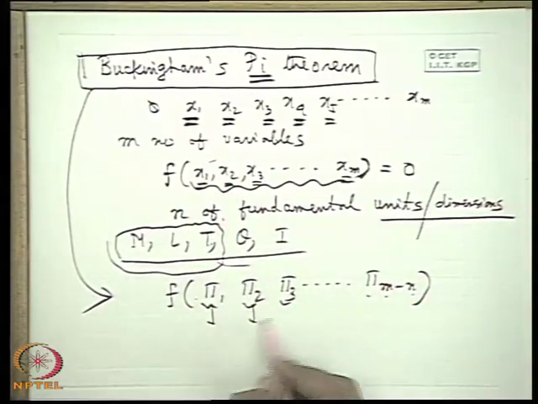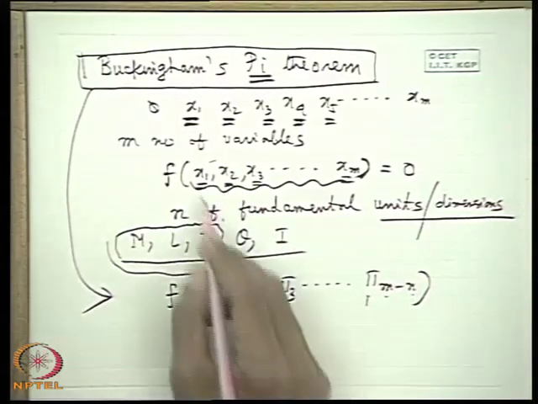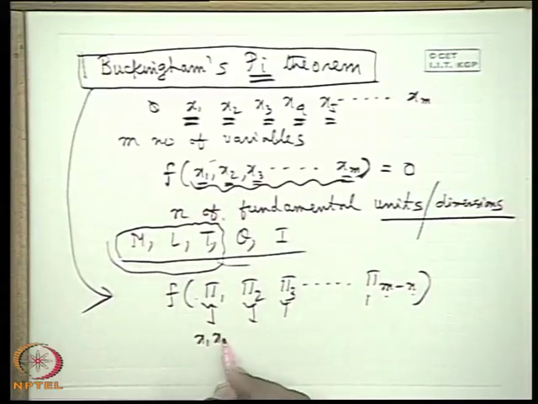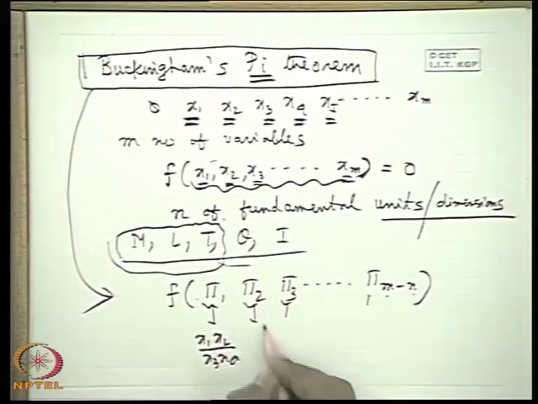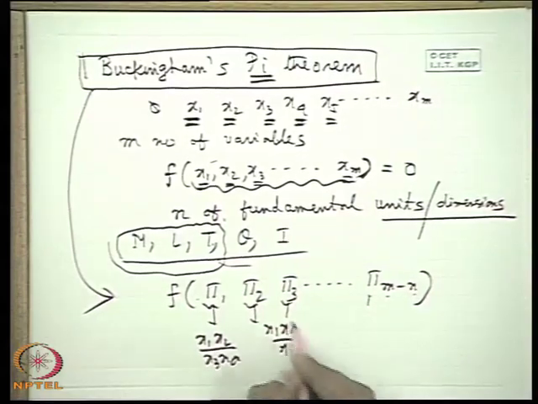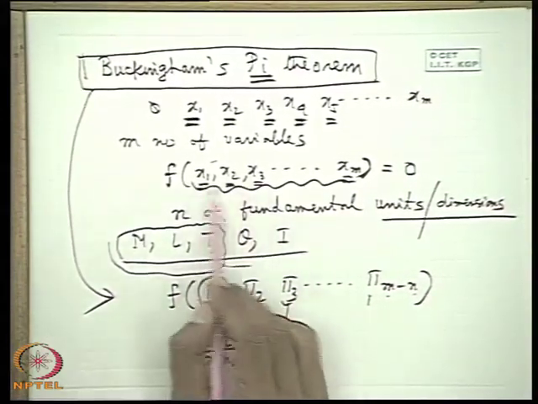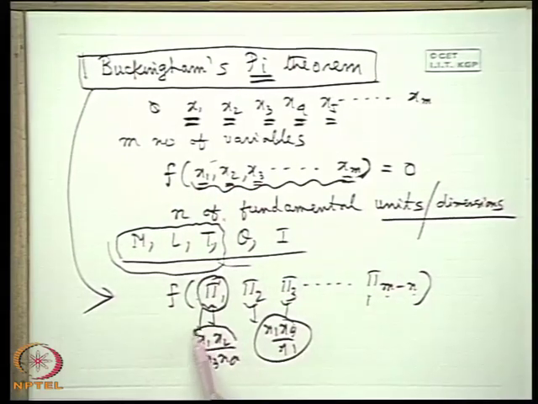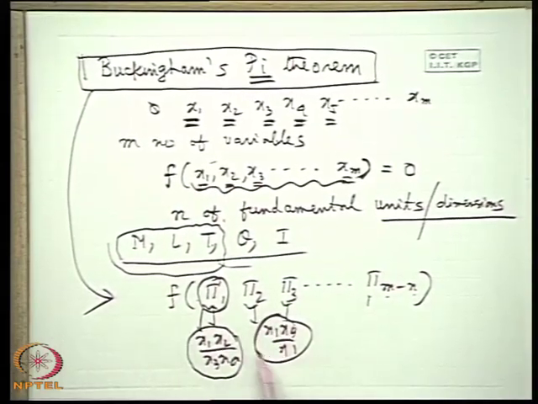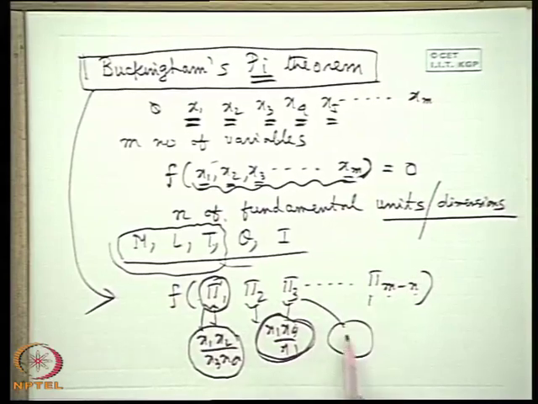And these pi terms are certain combinations. These may be x1, x2 by x3, x4, x1 into x4 by x1. So, these pi terms are the dimensionless terms, that means certain combinations of the dimensional variables, and this has a physical meaning. All these dimensionless terms represent the criteria of similarity.